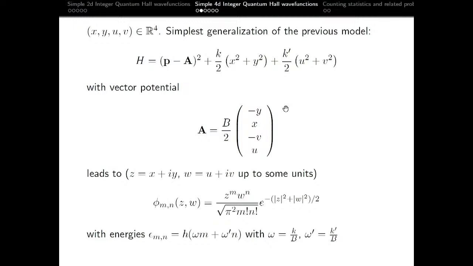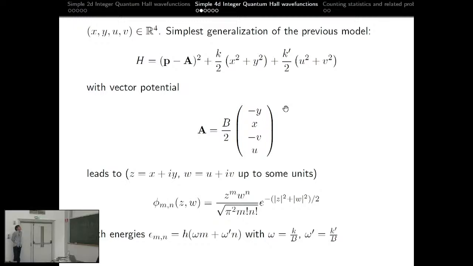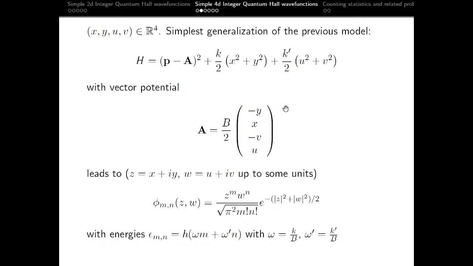So you can try to do the same in 4D, and there is an analogous construction as before, so you need a vector potential. A very simple model will have a vector potential like this, and my coordinates are x, y, u, v, and with this I can form two complex numbers. So a position in my 4D space is labeled by z and w.